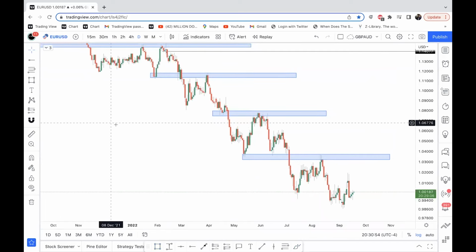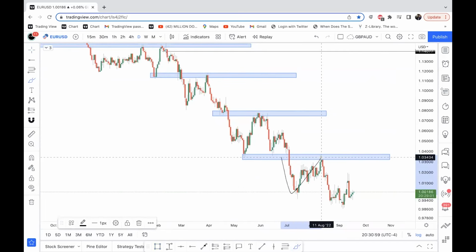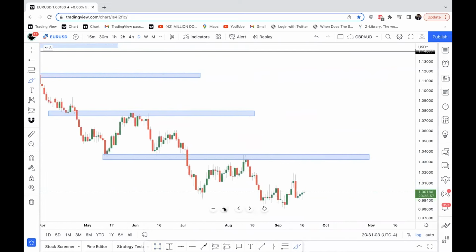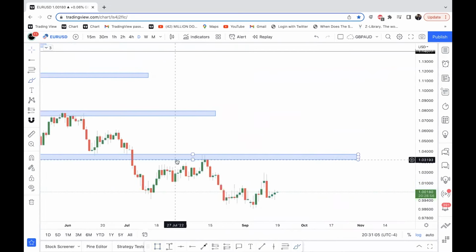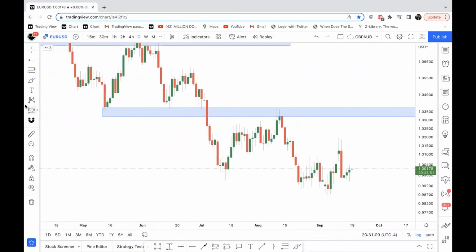Retest. Broke structure there. Broke structure, retest it, continue. And if you look on this retest as well, I'm on a daily, but on this retest, we got a bearish engulfing right here. The sign of sellers being in control, price continued to the downside. All right, so really just keep it simple.